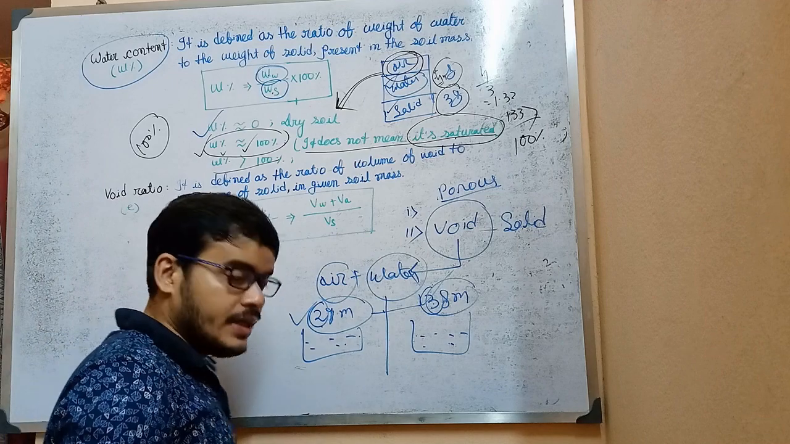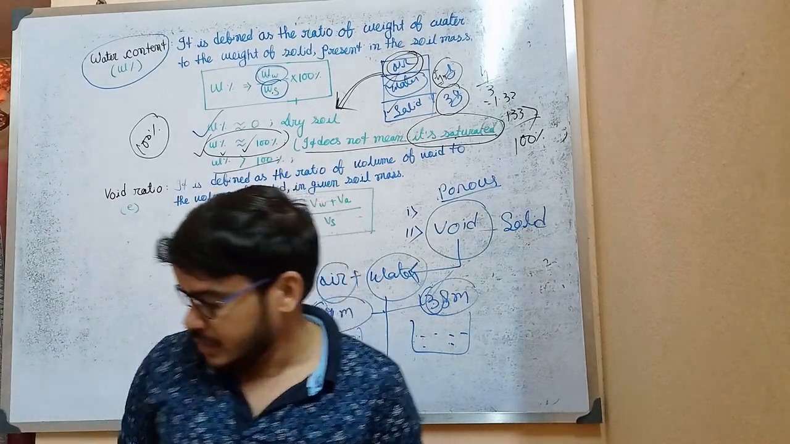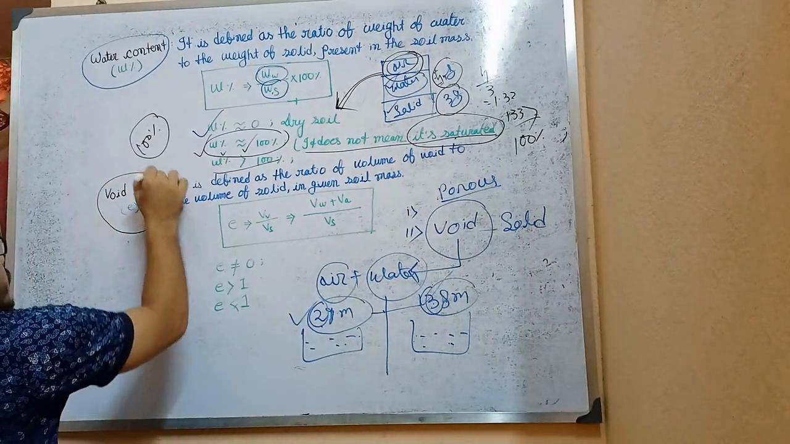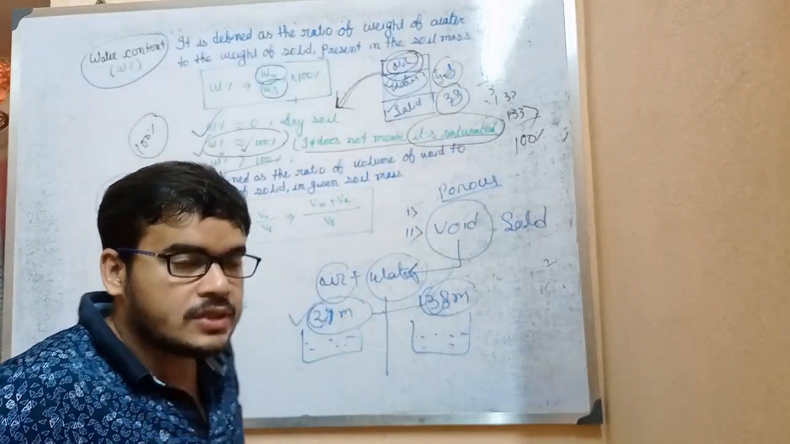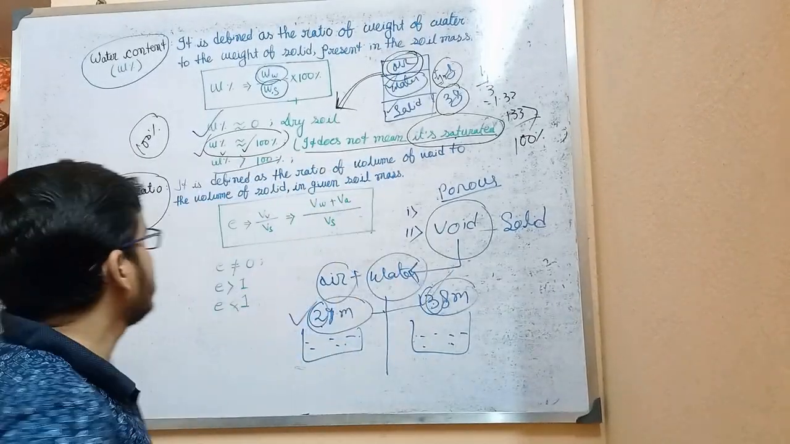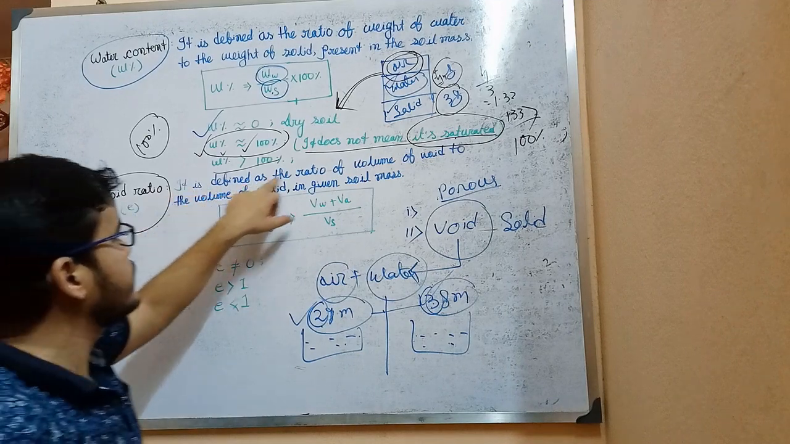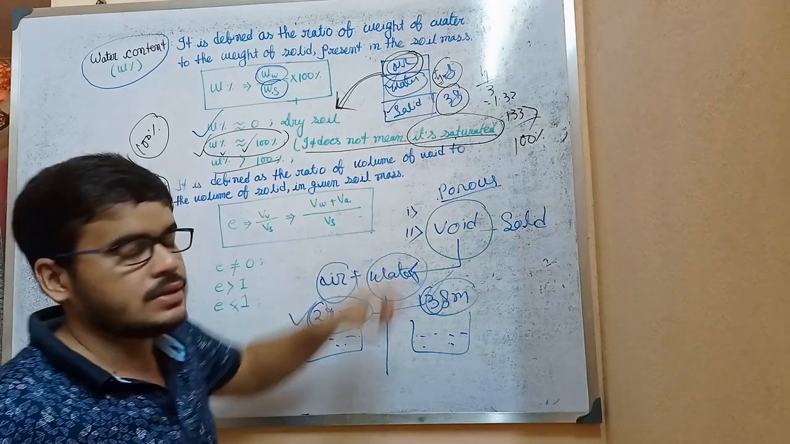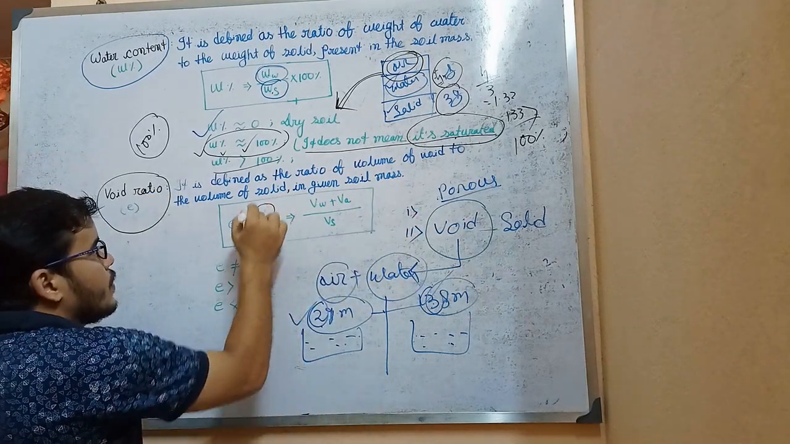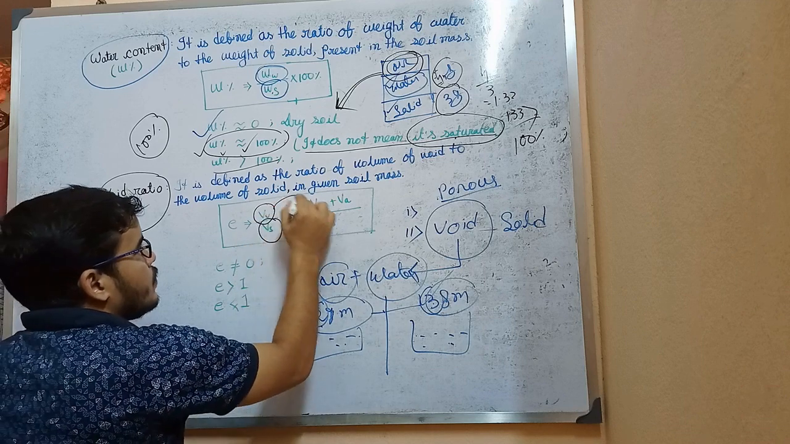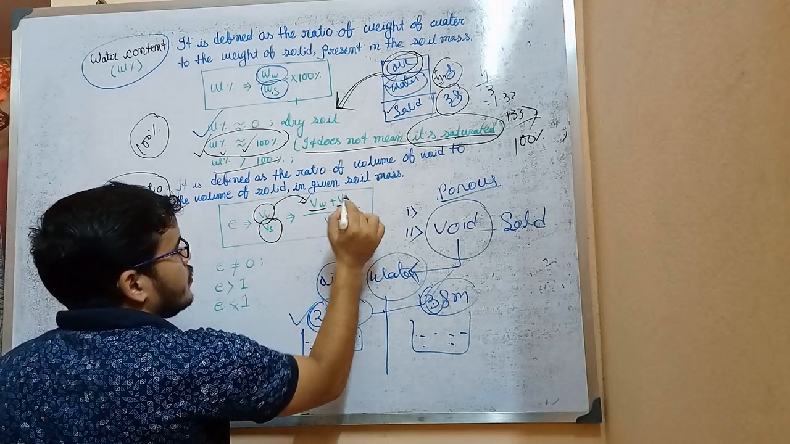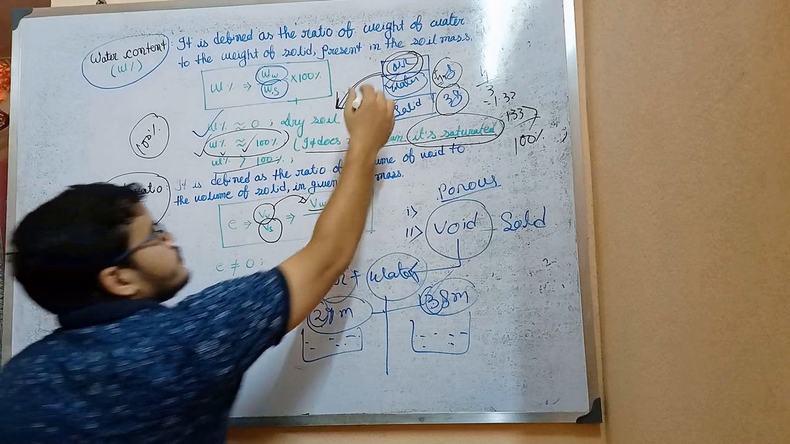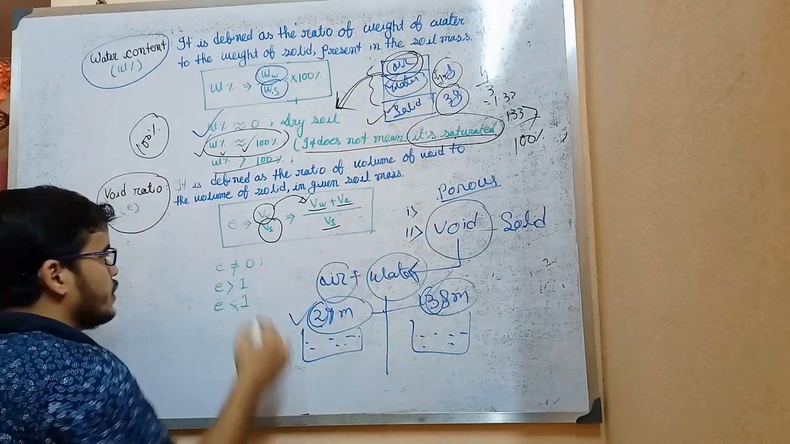Now, the next term is void ratio. First, look at the term void ratio. That means how much void a soil has. It is defined as the ratio of the volume of void to the volume of solid in a given soil mass. Volume of void by volume of solid. And volume of void means volume of water plus volume of air, divided by the volume of solid.